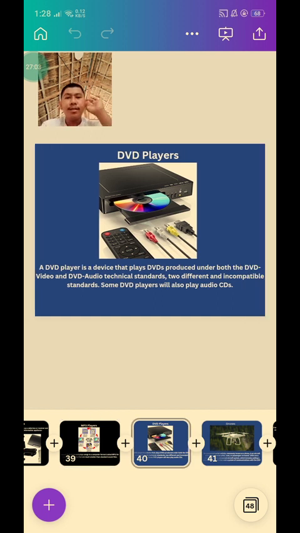Okay? DVD players. A DVD player is a device that plays DVDs produced under both DVD video and DVD audio technical standards, two different and incompatible standards. Some DVD players will also play audio CDs. Yan daw po ang DVD player. Kung meron naman po kayo sa inyong bahay na ganyan, yan ang style. Kung wala naman, yan po ang style ng DVD players. Okay?